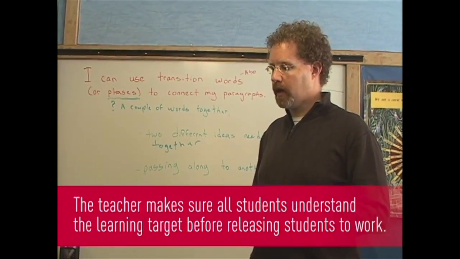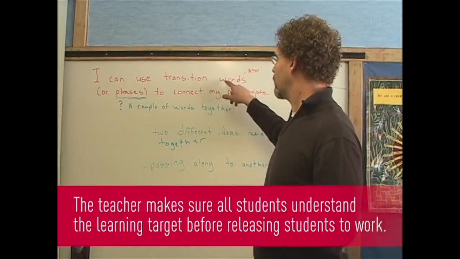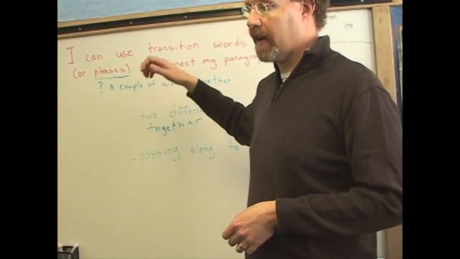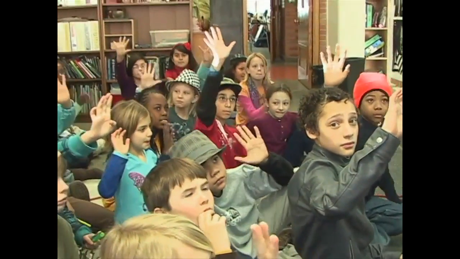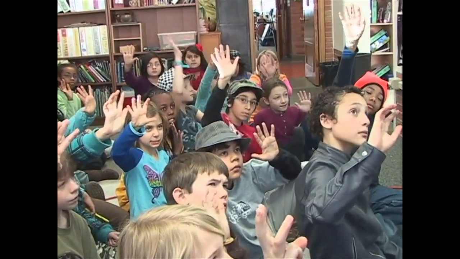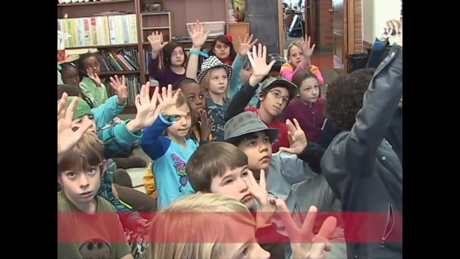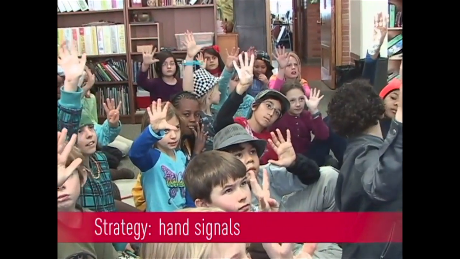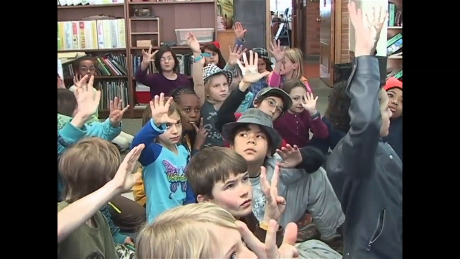So we're going to do a quick check-in to see how we're doing on understanding transition words and phrases. So I want to do a fist of 5. 5 if you feel like you really understand what a transition word is and a phrase. 4 if you're just kind of beginning. Maybe a 3 if you could use a list to work with so you know what we're talking about. And a fist for a 1 if you need to meet with me to talk more about it.